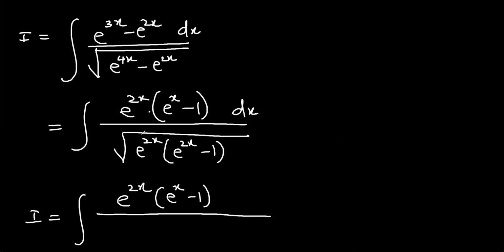And this e raised to 2x can be treated as e raised to x square. E raised to 2x can be written as e raised to x square. Anyways, these power and power, they multiply. So when x into 2 multiply, you get e raised to 2x. So e raised to 2x you can write like this.